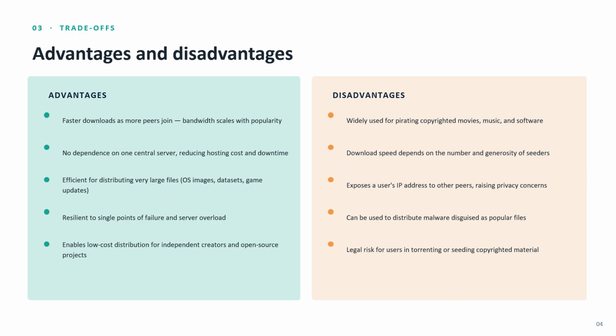However, there are also some disadvantages. It is often used for software, movie, and music piracy. Download speed depends on the number of seeders. Users' IP addresses are visible, creating privacy concerns. Malware can spread through fake torrent files. Sharing copyrighted content can lead to legal issues.